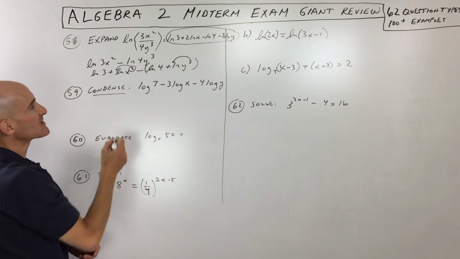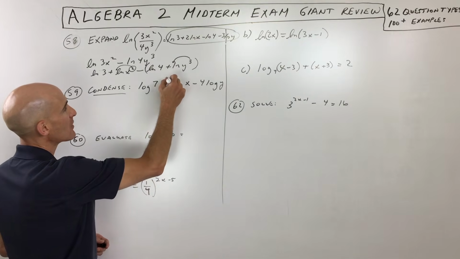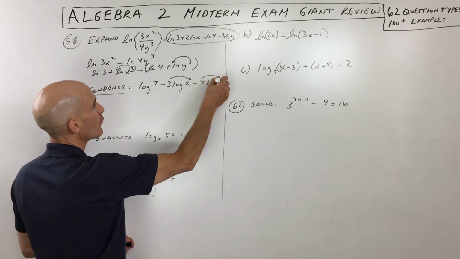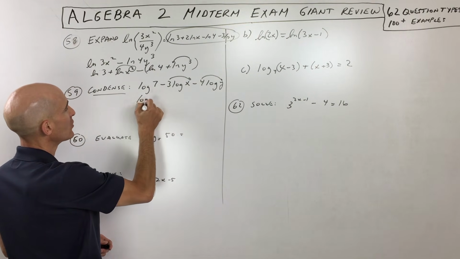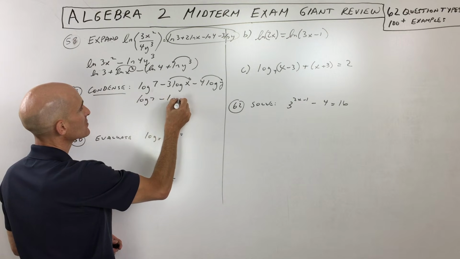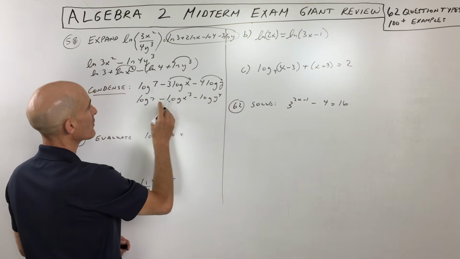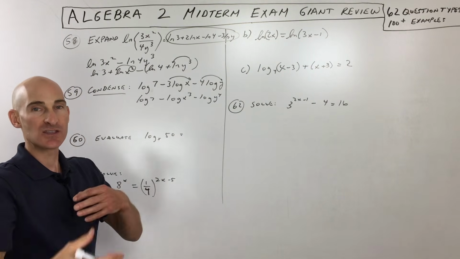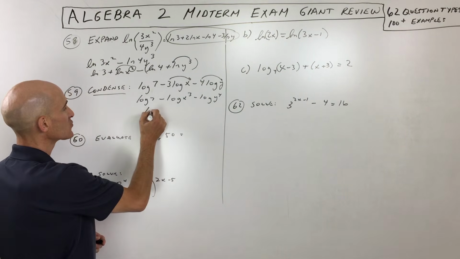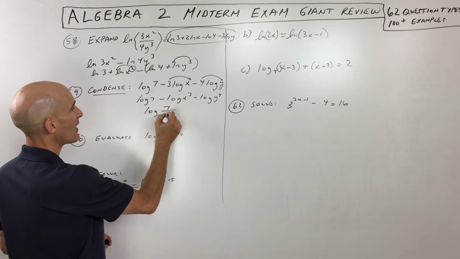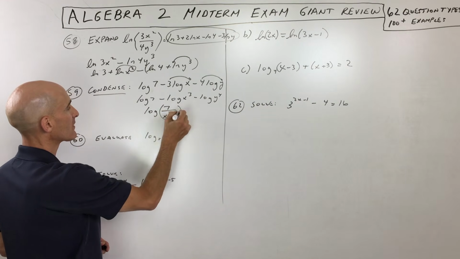Now number 59 says condense, so we're going the opposite direction. So I would bring the coefficients up as powers first. So this would be log of 7 minus log of x cubed minus log of y to the 4th. Now anything that you're subtracting is going to go in the denominator. You're going to be dividing. So this is really like log of 7 divided by x cubed y to the 4th, like that.